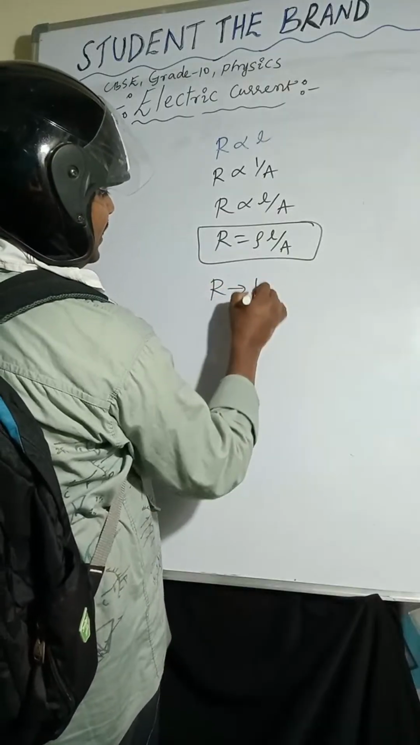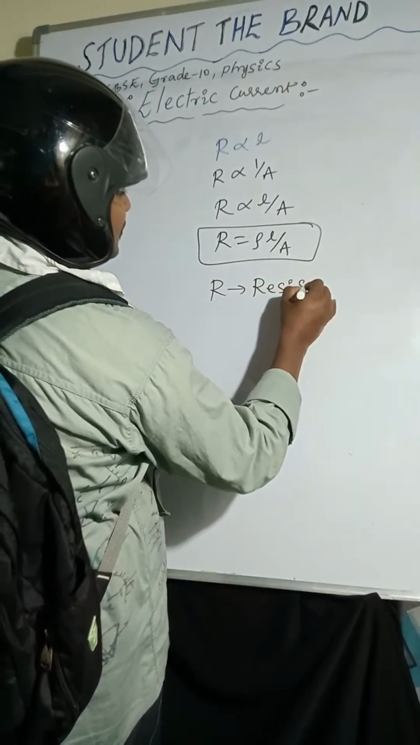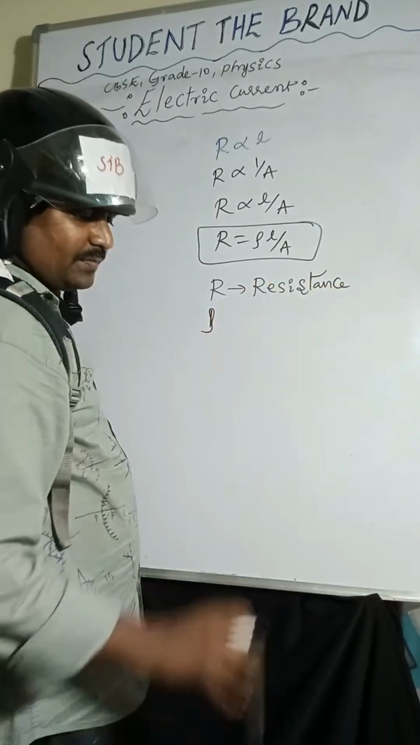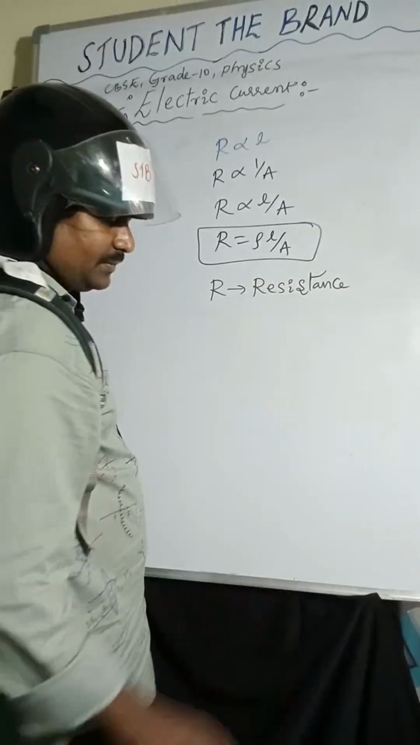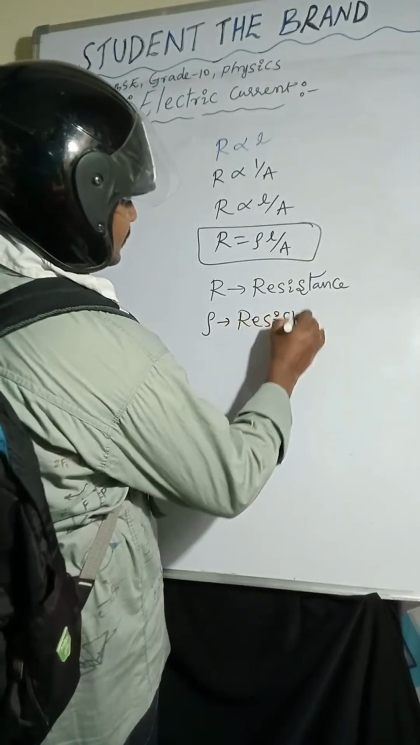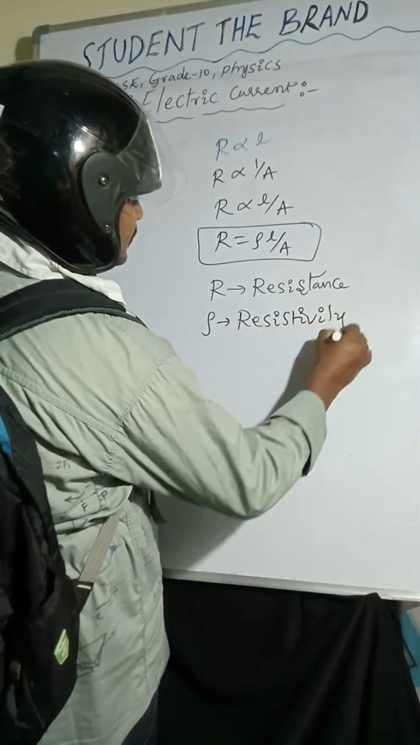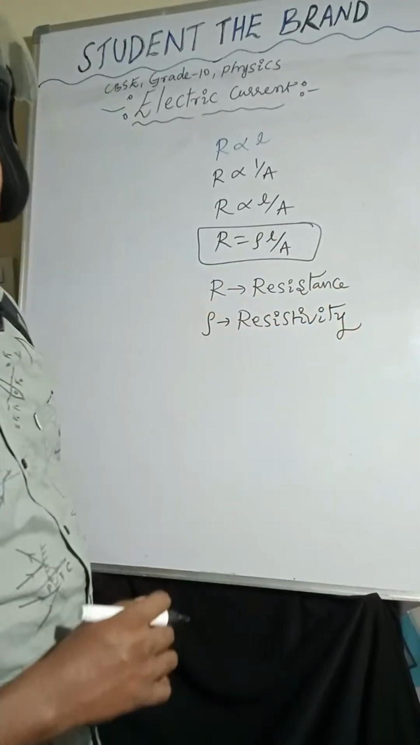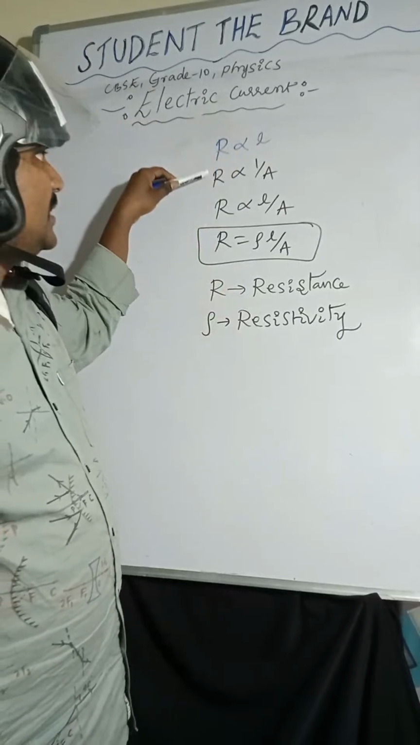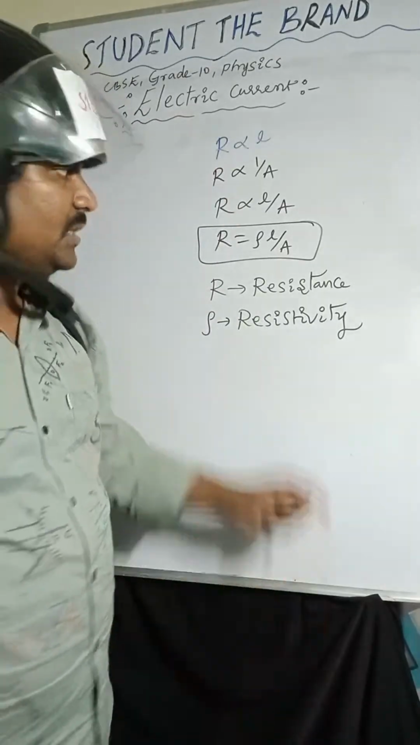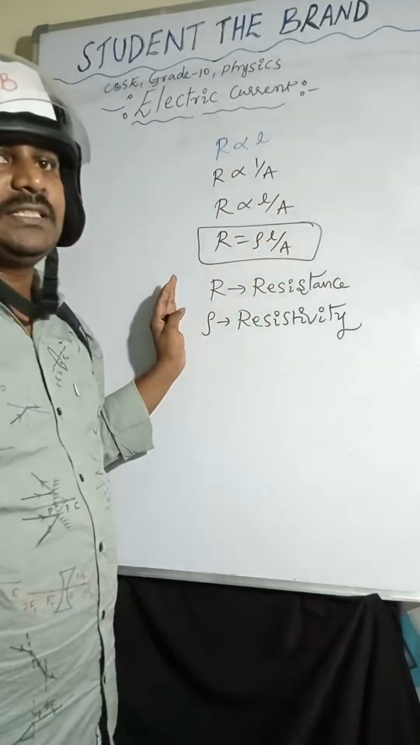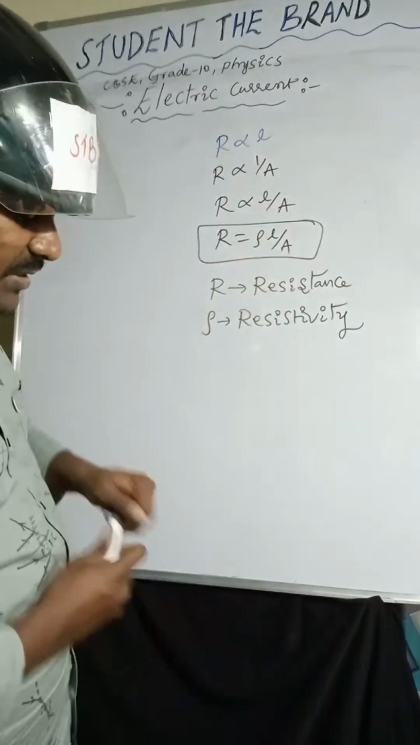Here I am taking R as the resistance, and rho is the resistivity. Resistance is directly proportional to the length of the conductor. Resistance is inversely proportional to the area of cross section. R equals rho into L by A. R is the resistance, rho is the resistivity.